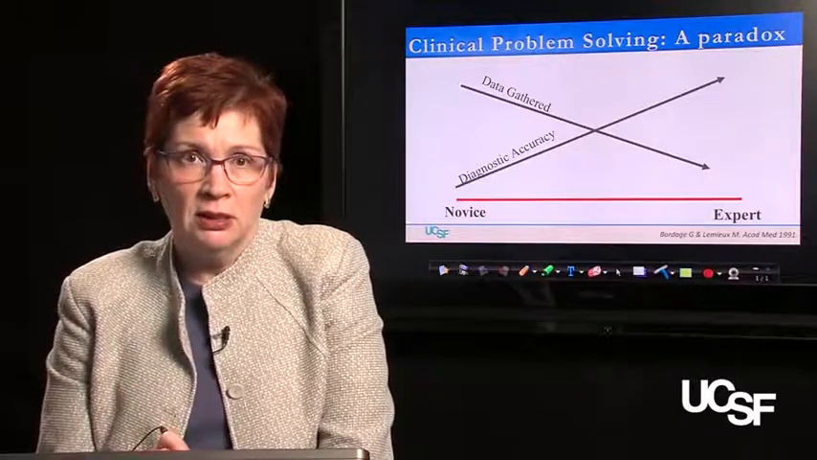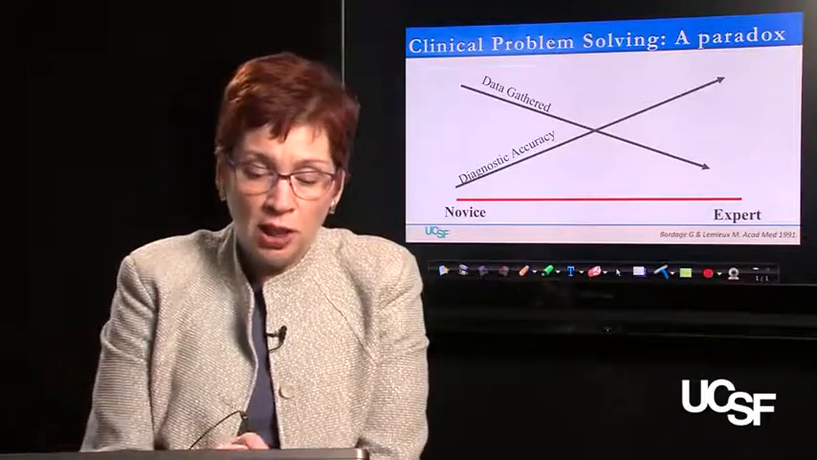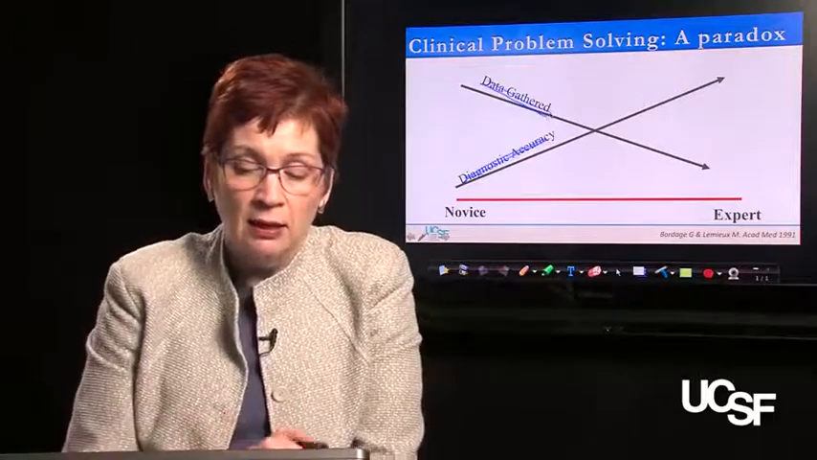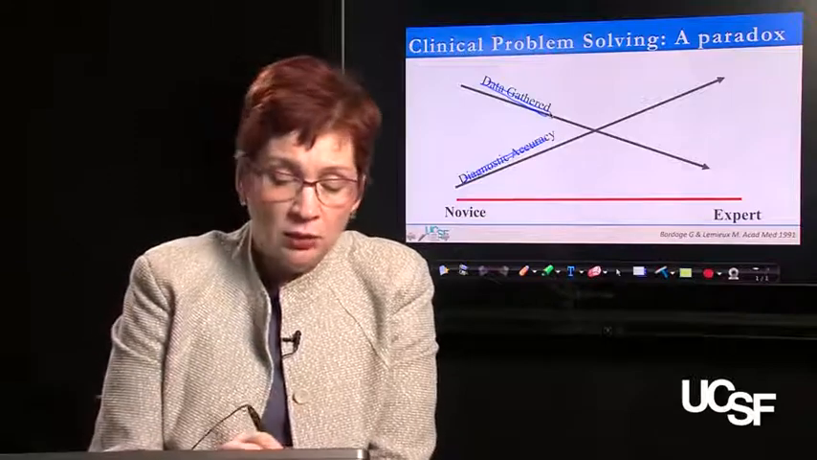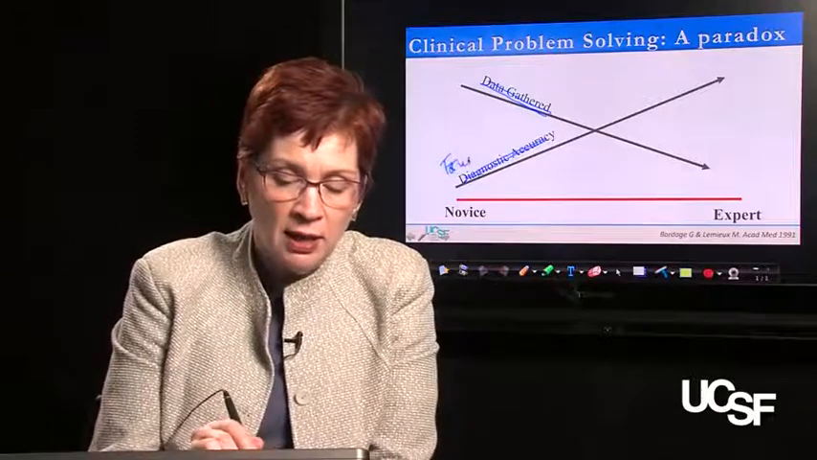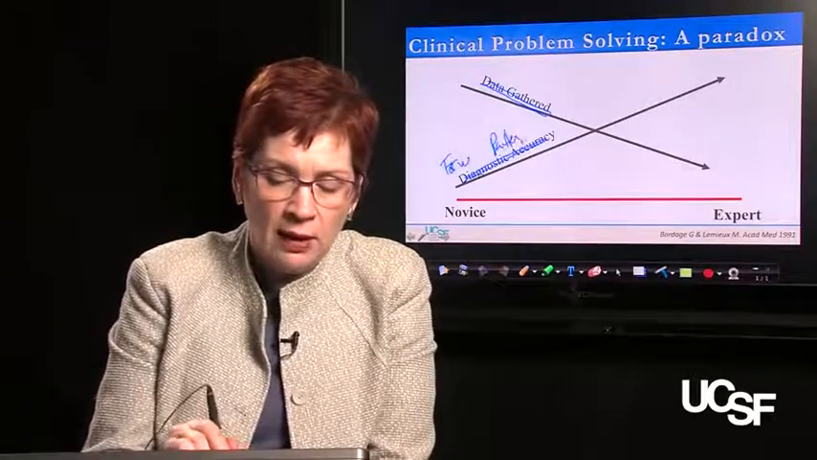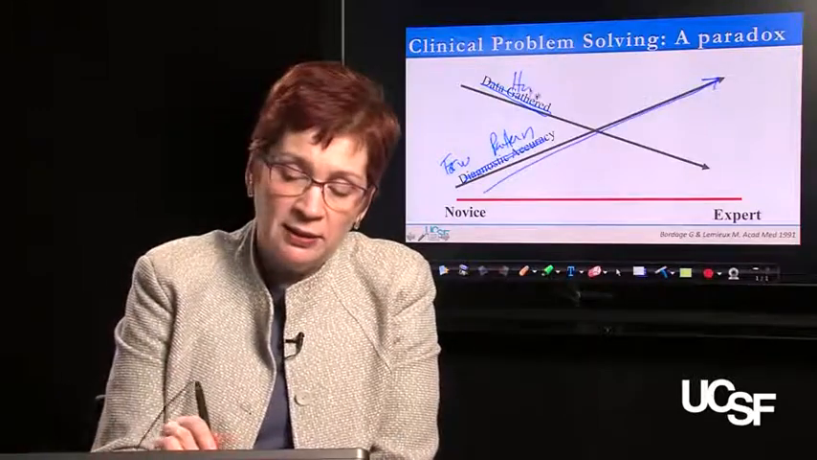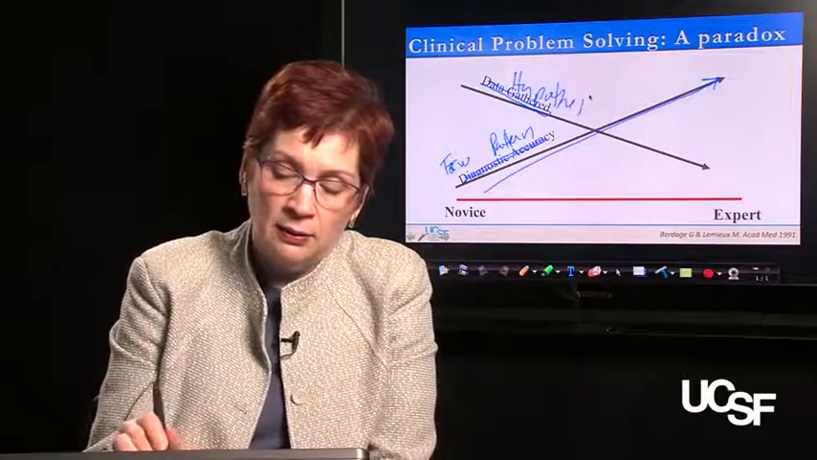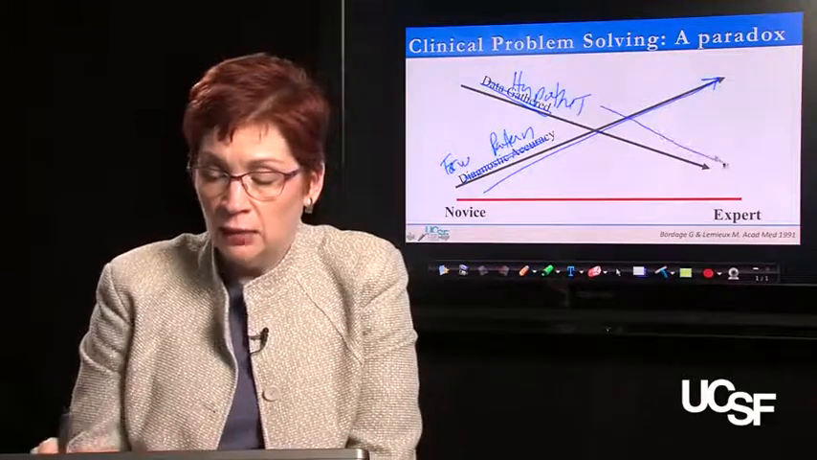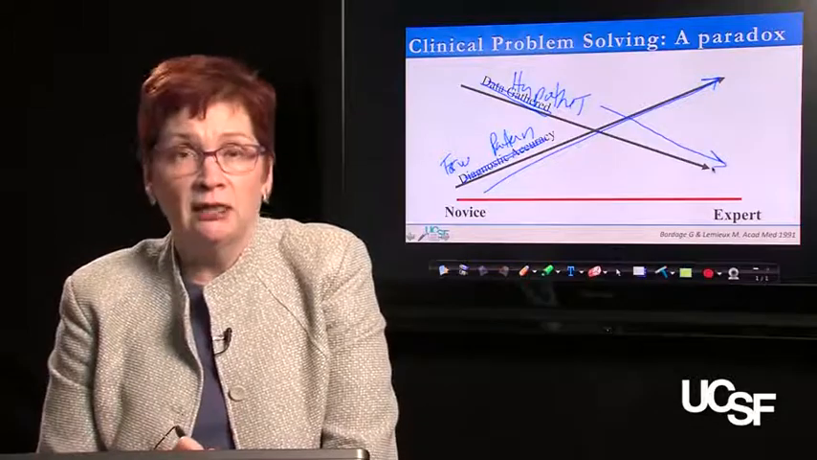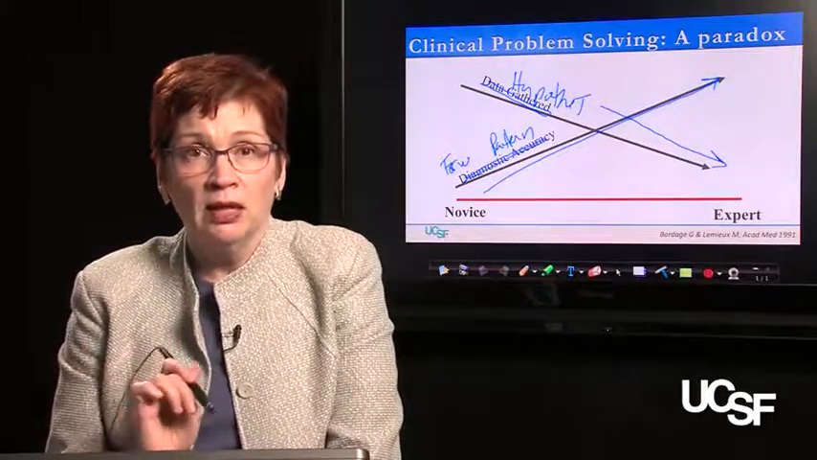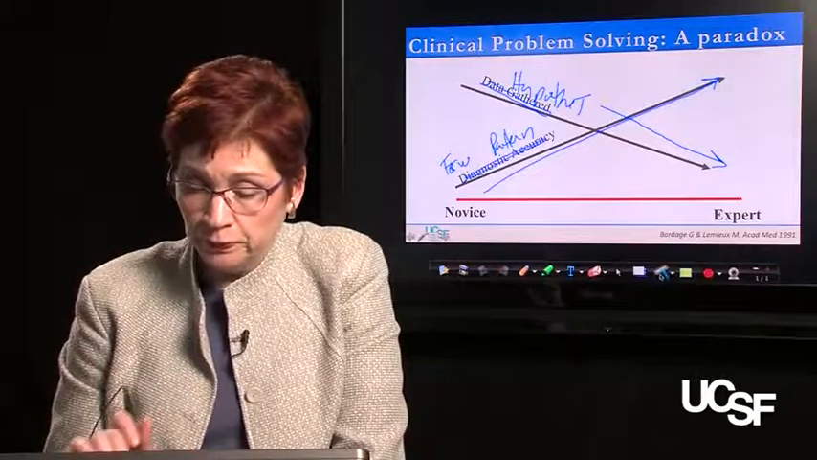So I could actually change the titles of these lines here, and this would be forward thinking and pattern recognition. As expertise develops, we use more of that. And this would be hypothesis testing. And as we develop expertise, we use less of that. And that explains that paradox that we get better even though we get more efficient.